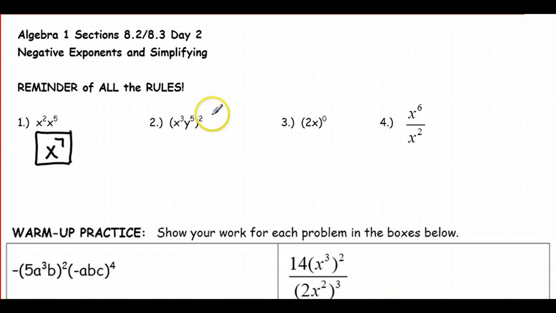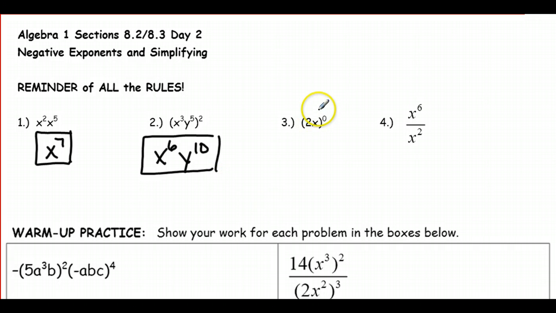Alright, in the next example, remember that we have to distribute our power as an exponent. So we're going to get x to the 6th because 3 times 2 is 6. And we're going to get y to the 10th because 5 times 2 is 10. So that is our answer.